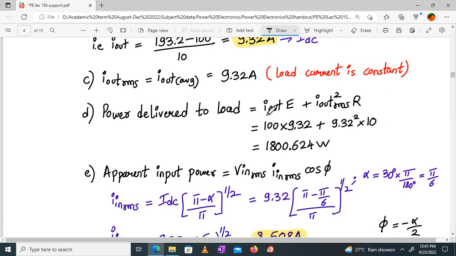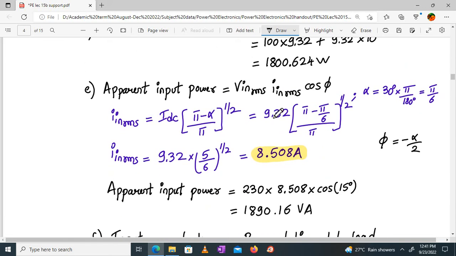What will be the power delivered to the load? Power delivered by the inductor will be almost zero. Only the battery, I explained this, the battery gets charged, so it's I out into E and I square R. Power dissipated across the resistor is I square R, and across the battery it's I out into E. So calculate this. Then we have to calculate apparent input power.